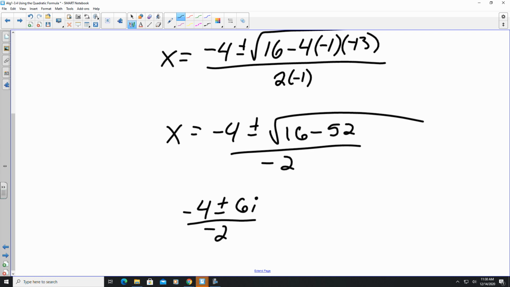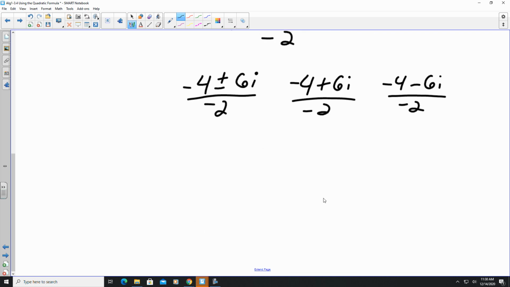The reason why it's 6i is because it's the square root of a negative number. We have now realized that we have imaginary values. It's not just no solution anymore. So because we have a value of i, this is going to be broken up into two separate problems. So this is going to be negative 4 plus 6i divided by negative 2, and negative 4 minus 6i divided by negative 2.